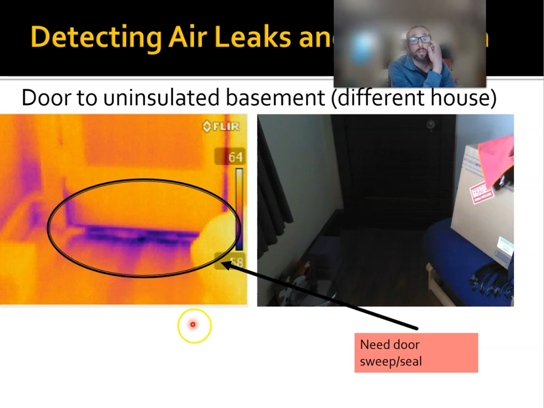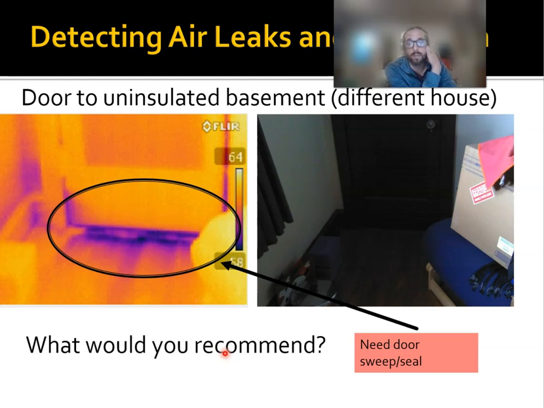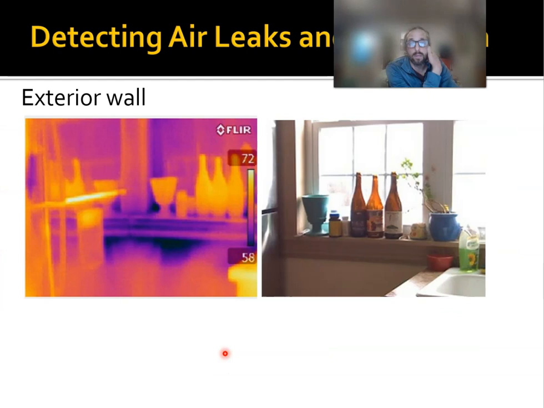Okay. And so how do you fix that? You add a door sweep, right? So a door sweep, which goes on here, and it sort of is this plastic or metal sort of flap that goes down here, and we'll cover that up and help prevent some of that heat loss.